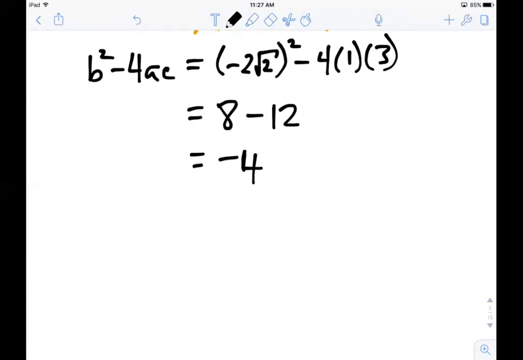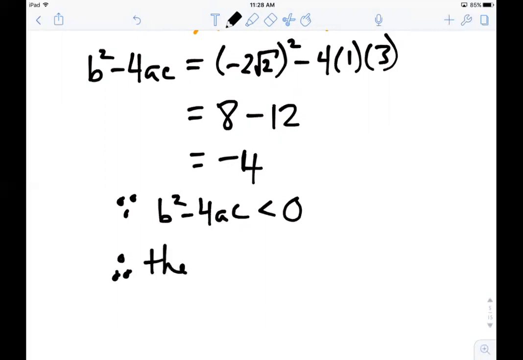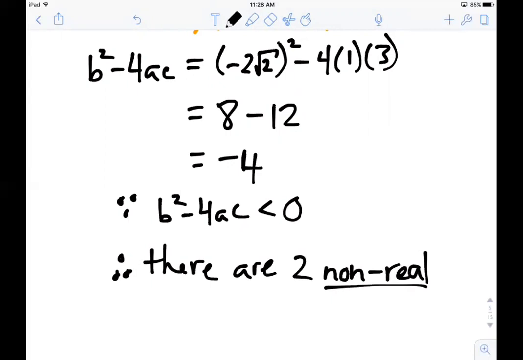It's less than 0. So I make my little two-part statement, and I say, since my discriminant in this case was less than 0, therefore, there are still 2 roots, but they are non-real roots. That's what we're going to say. That's the key word, is non-real. I would also accept imaginary if you want to say it that way, but they are non-real roots.